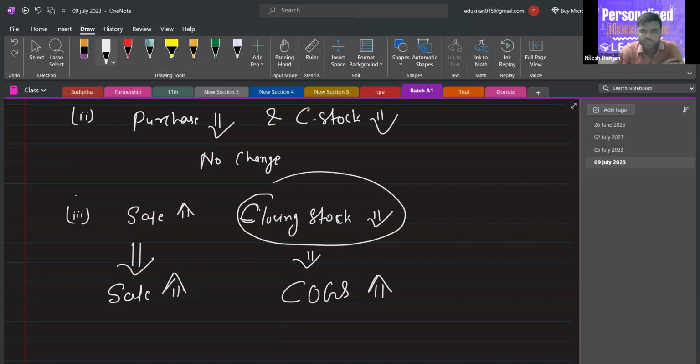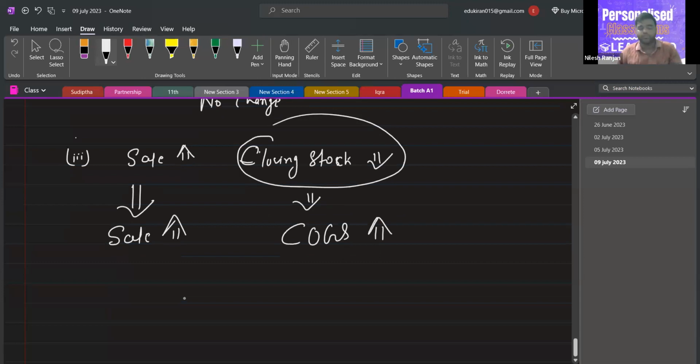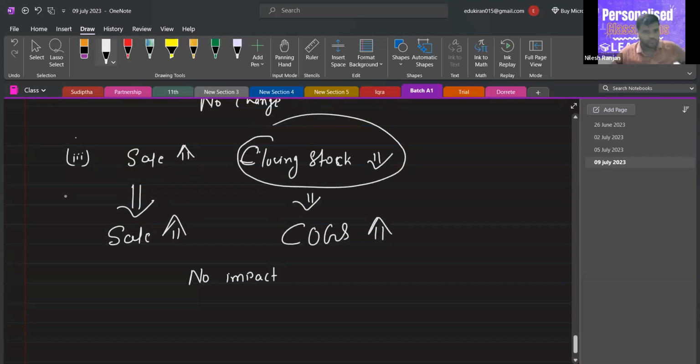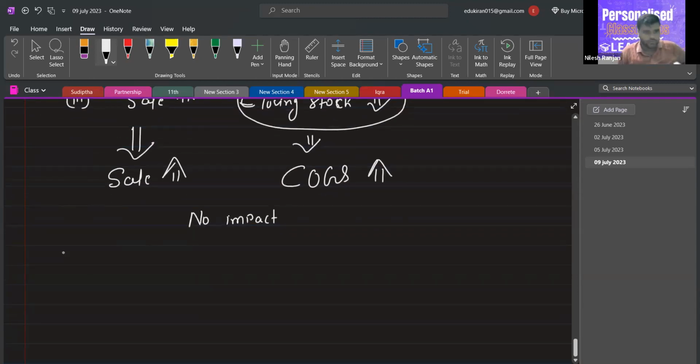You understood this or not? Yes, sir. I understood, because closing stock is deducted in the cost of goods sold formula. So if closing stock reduces, then our cost of goods sold will increase. Okay, sir. So sale is also increasing by the same amount and cost of goods sold is also increasing by the same amount. So there will be no impact. The last one, fourth.